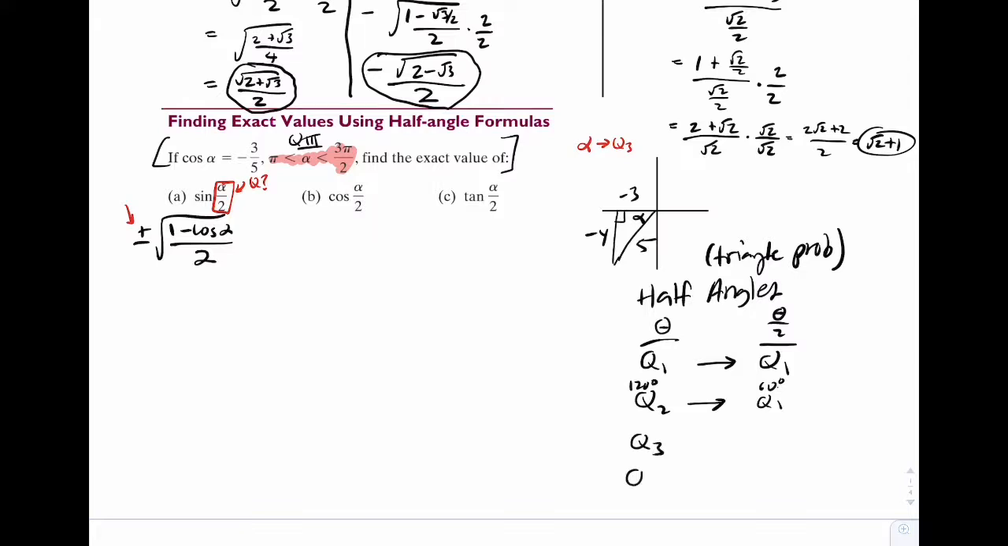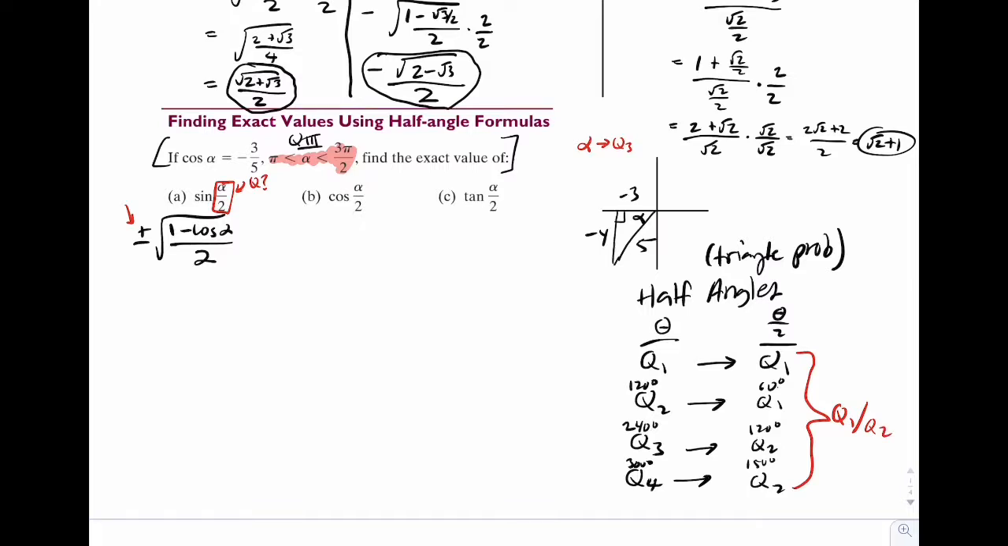Now quadrant 3 and quadrant 4 is where it gets a little bit counterintuitive. If I pick a nice quadrant 3 angle, let's say I pick 240, if I half it I get 120, which is in quadrant 2. And quadrant 4, let's say I pick 300, if I half that I get 150, and look, that is also in quadrant 2. So notice right here, for these triangle problems, when you half it, it's always going to be quadrant 1 or quadrant 2.